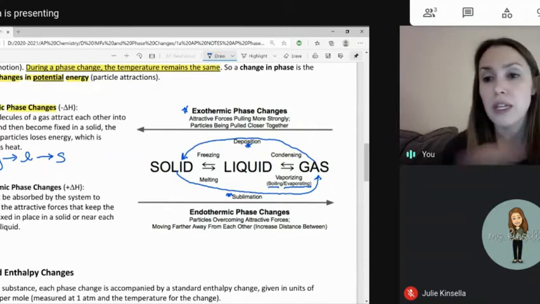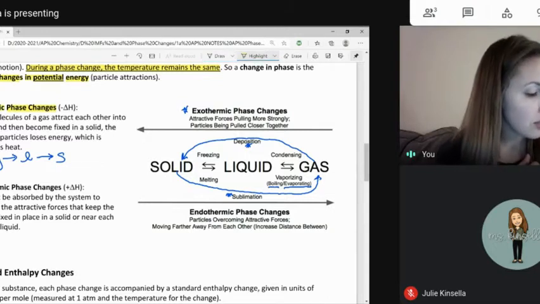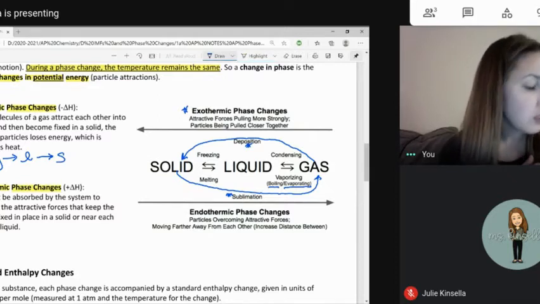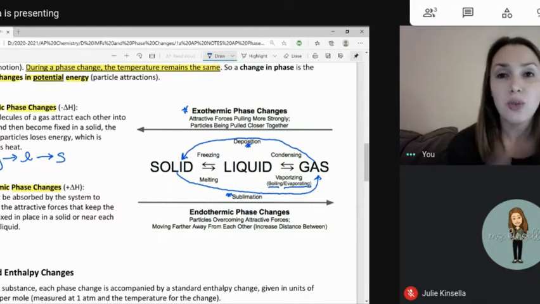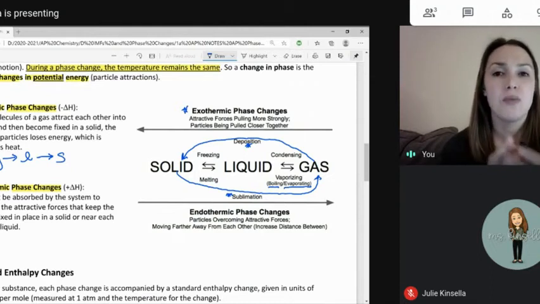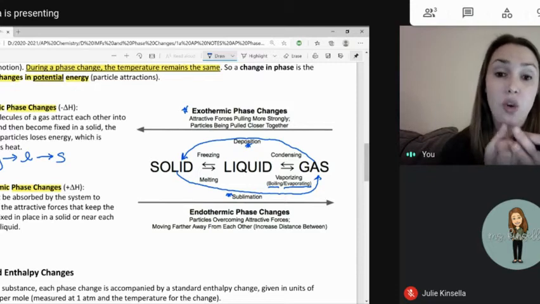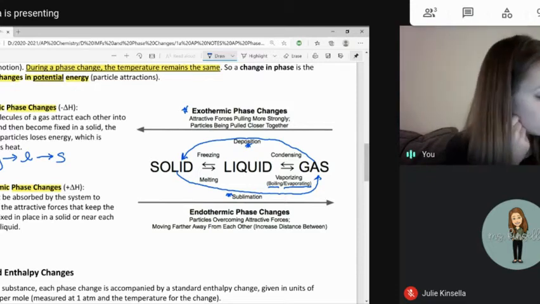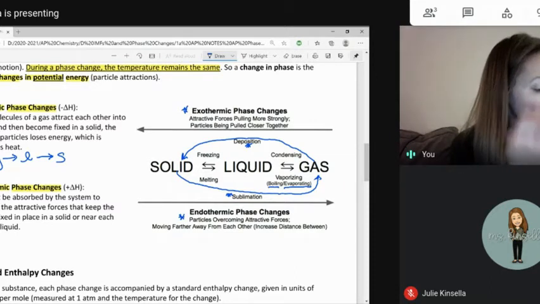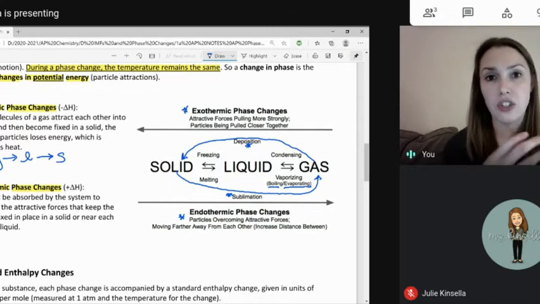And being aware of which of those are exothermic is going to be important. Our endothermic phase changes are the opposite. Endo, think of into, heat's going into the material. Okay, if you hold an ice cube, you guys know that the heat from your hand is causing it to melt. And that's because the particles, those liquid particles, are absorbing the heat from your hand, and then they're able to, in this case, overcome attractions, and then they move farther away. So this little part down here, when we talk about our endothermic phase changes, you're talking about particles overcoming attractive forces and moving farther away from each other because of that extra energy that they've absorbed.